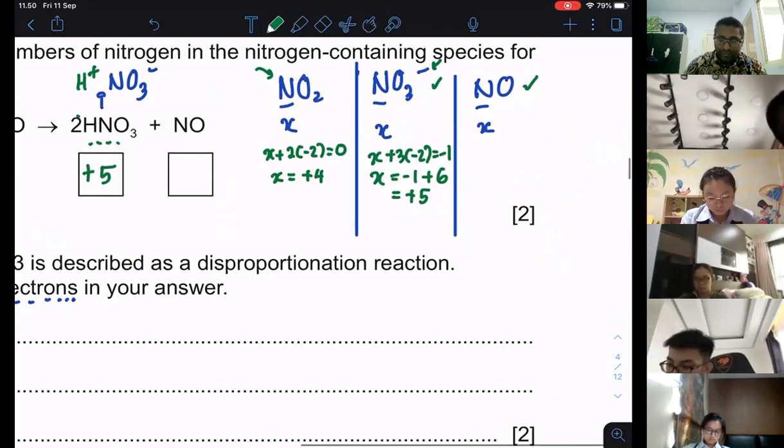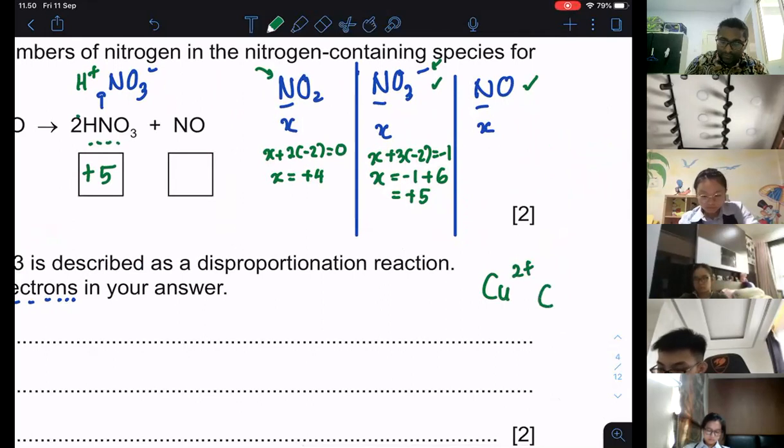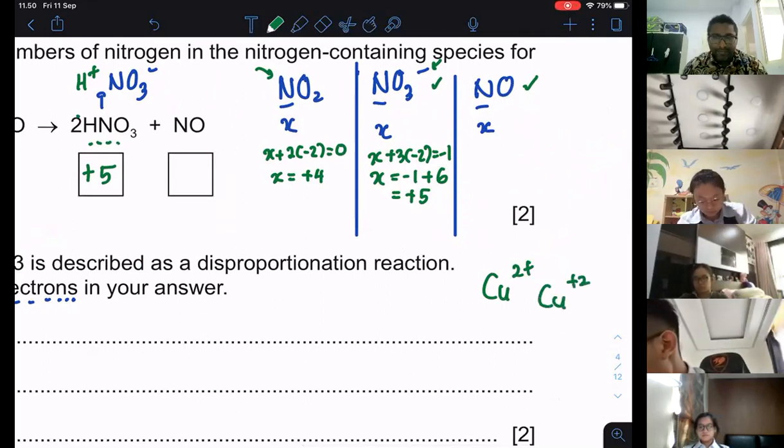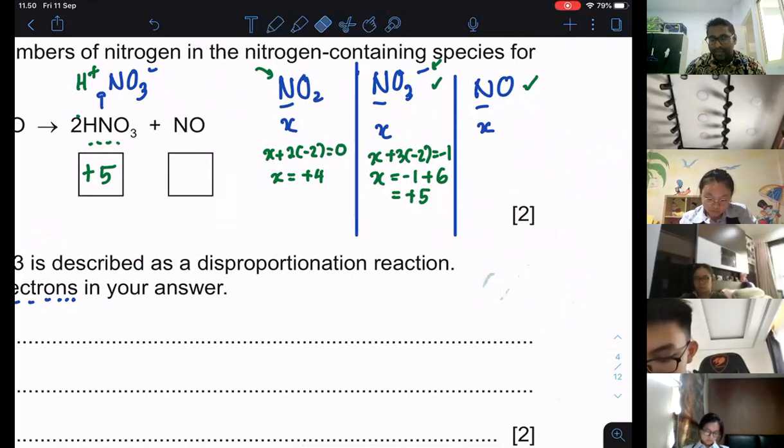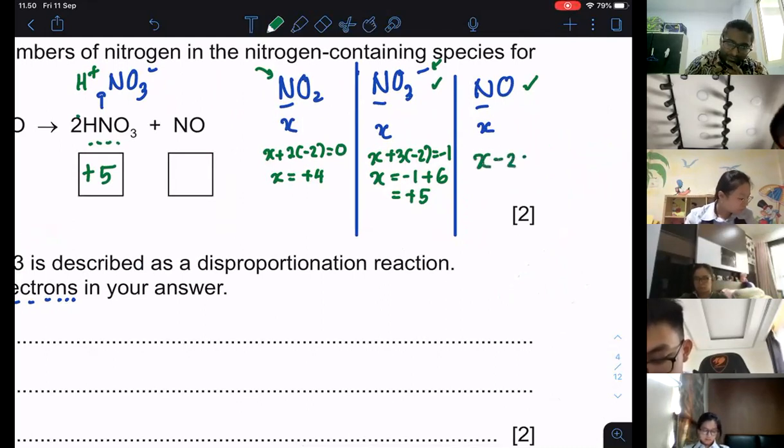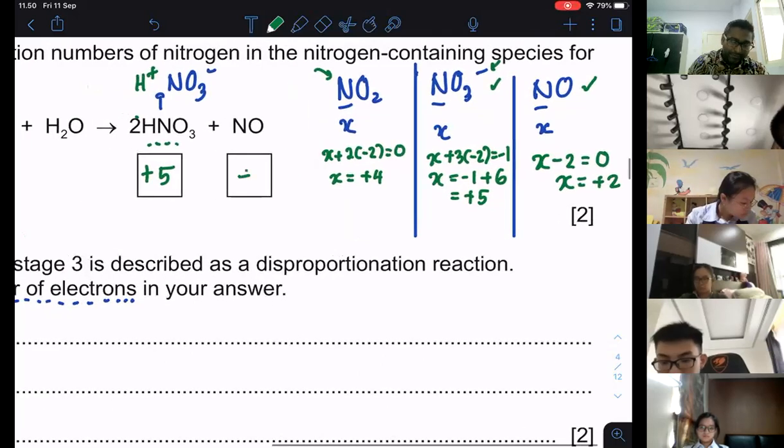We always use copper 2 plus, something like that. Some students do write copper plus 2. No, it doesn't work that way. So it's copper 2 plus when you write it in the form of an ion. But when you calculate and want to write the oxidation number, the plus will come in front. So this one is going to be X minus 2 equals 0, X equals plus 2. So write down plus 2.